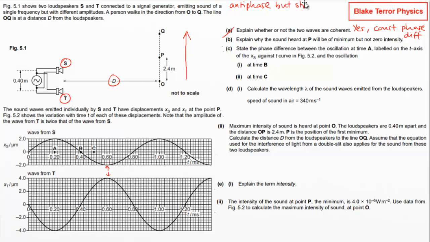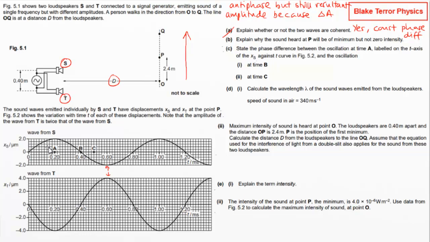Oh dear, put about 4 L's in "still" there. Still a resultant amplitude because the amplitudes of the individual waves are different. So I can't fit all that in, but still, because the amplitudes are different, there's a difference between the two of them. So that's why we're not going to get a minimum. You know, normally when we are going to get a minimum, but it's not going to be zero.